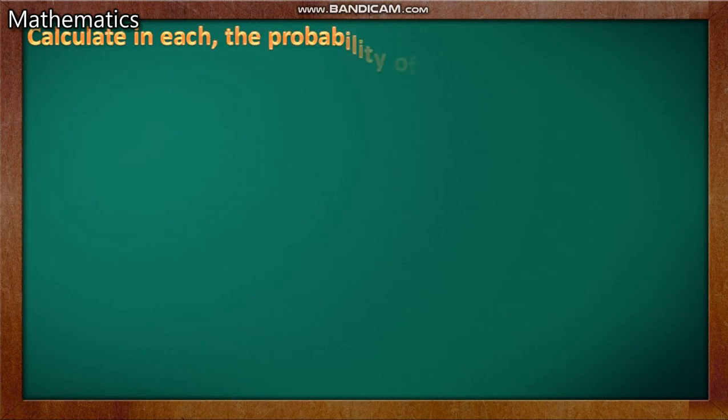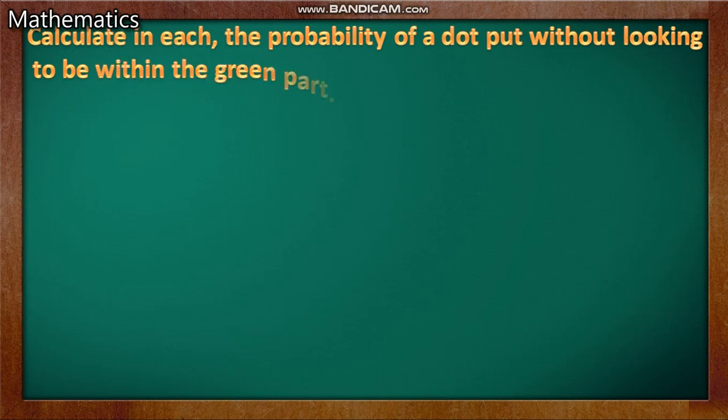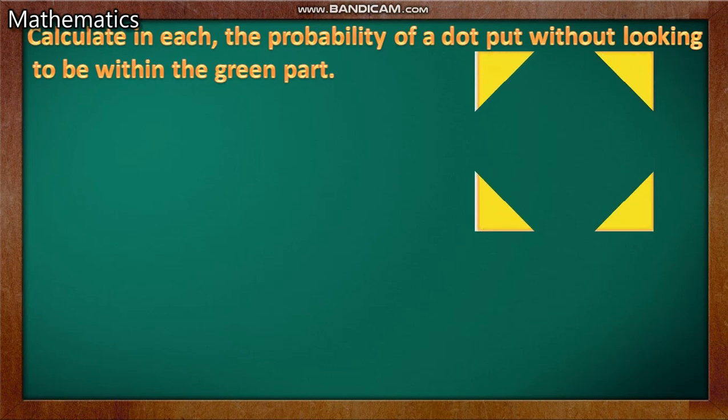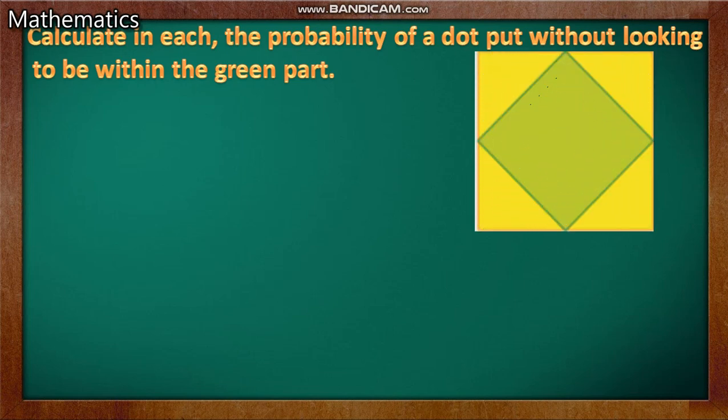Calculate in each the probability of a dot put without looking to be within the green part. Okay, listen carefully. Read the question. Some figure will be given to you. I am putting a dot without looking onto that sheet. What is the probability of it being in the green part?